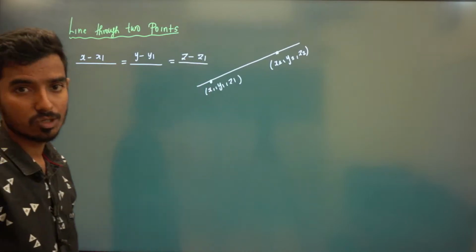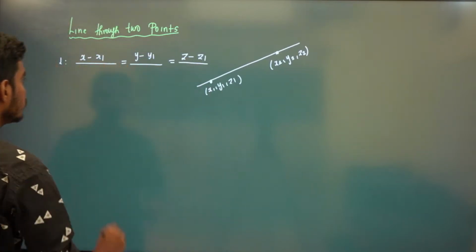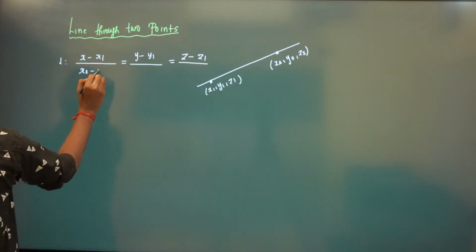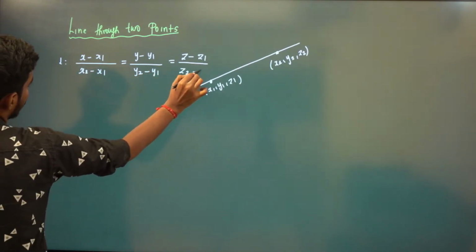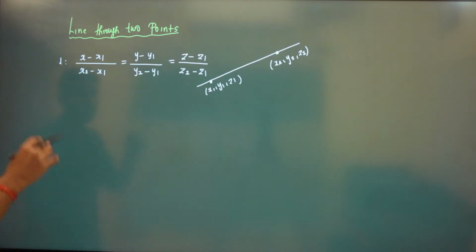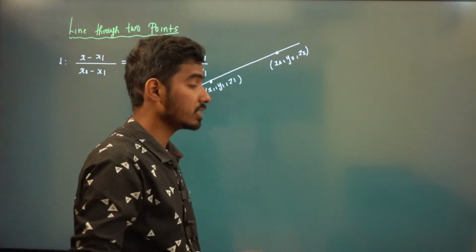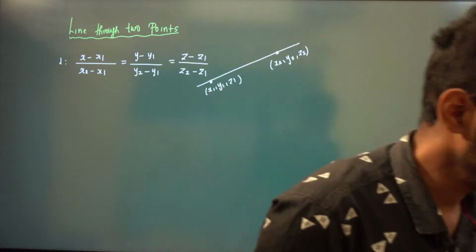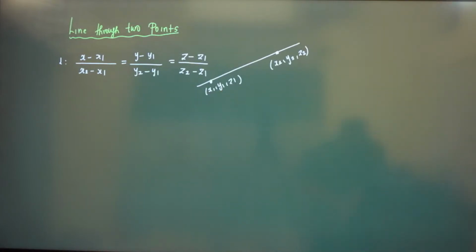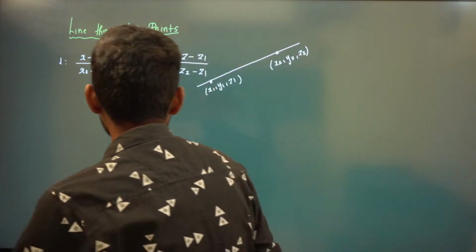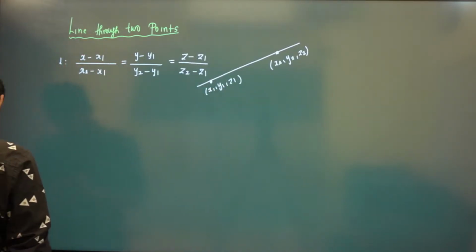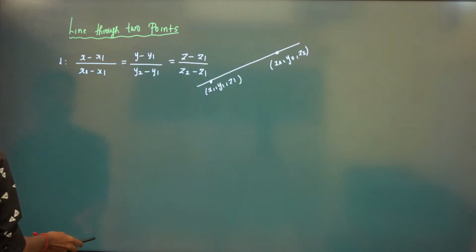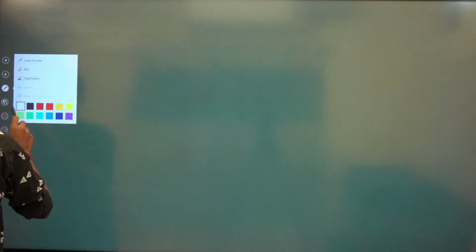What is the direction ratio? It is nothing but x2 minus x1, y2 minus y1, z2 minus z1. Very simple. So the equation of a line through 2 points is given by x minus x1 divided by x2 minus x1, y minus y1 divided by y2 minus y1, z minus z1 divided by z2 minus z1. So we'll do one problem based on this.